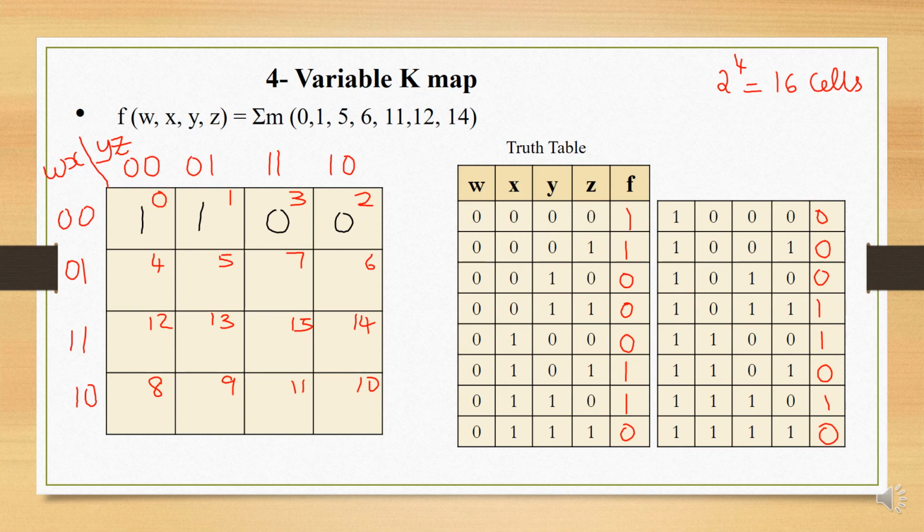So for cell number 4, it is 0, 5 is 1, 6 is 1, 7 is 0, 8 is 0, 9 is 0, 10 is 0, 11 is 1, 12 is 1, 13 is 0, 14 is 1, 15 is 0. This is how you place or plot the K-map for the given expression.